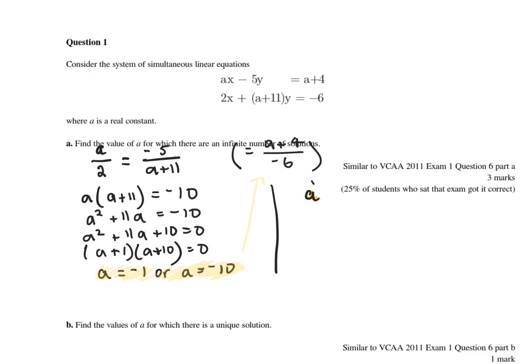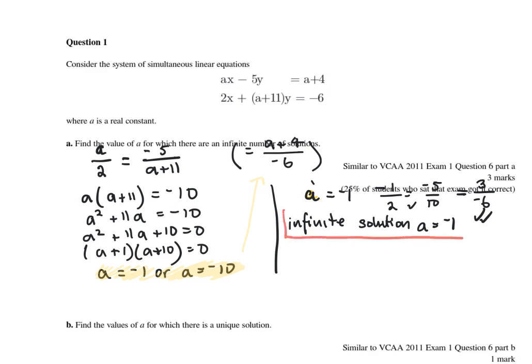When a equals -1, what would we have? We'd have -1 over 2 equals -5 over 10. That's correct. Does that equal 3 over -6? Yes. So infinite solutions, a equals -1. I'm just going to put a box around there so we know that for sure.